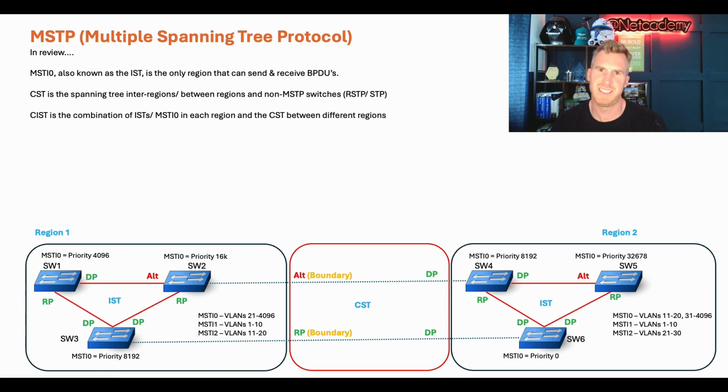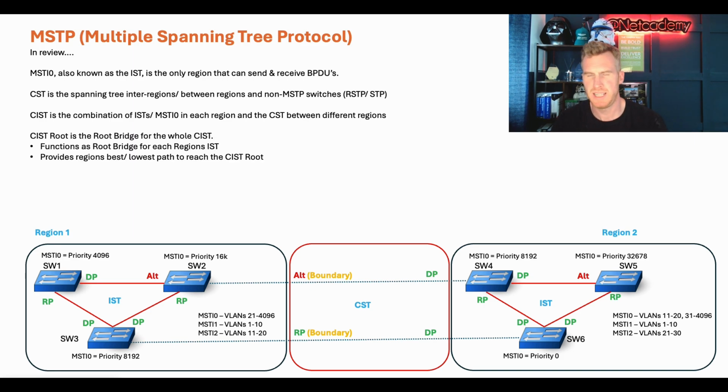And then there's the CIST, the common and internal spanning tree. It's the combination, it's the addition of all of those ISTs in each region and the CST between regions. And it is for the MSTI 0 only to, again, calculate that loop-free topology between regions.